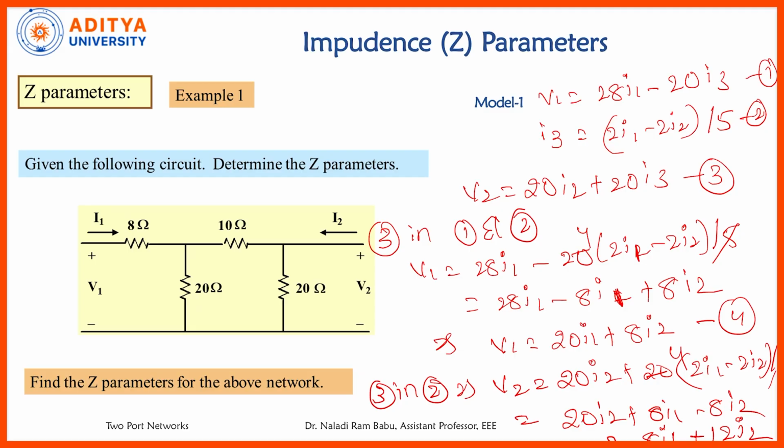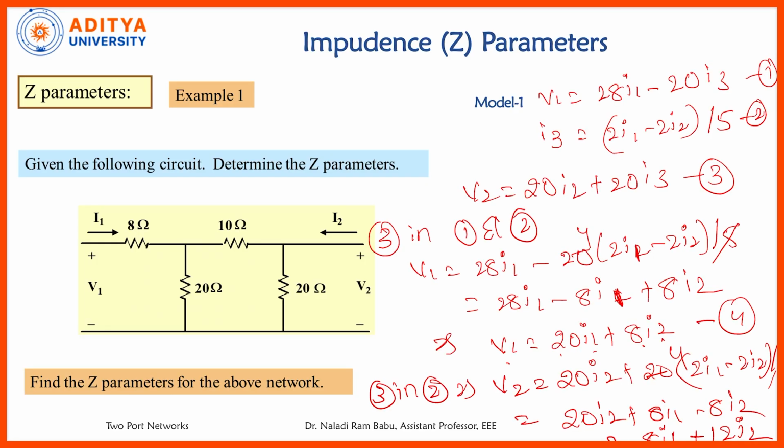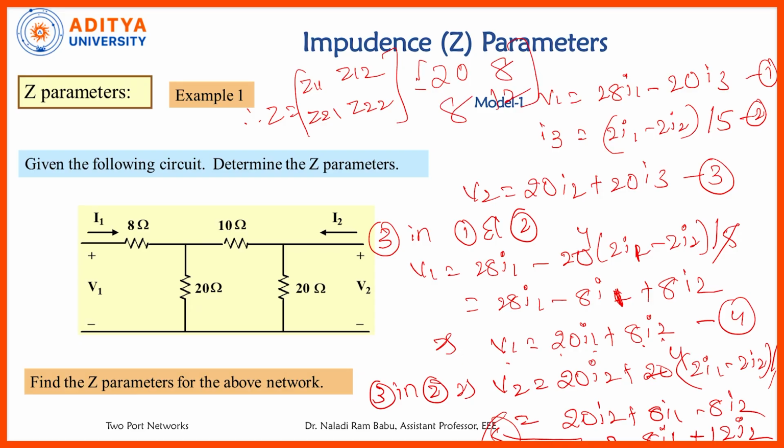Therefore, if you observe this expression, V1 is equal to Z11 I1 plus Z12 I2 and V2 is equal to Z21 I1 plus Z22 I2. Therefore, impedance Z is equal to Z11, Z12, Z21, Z22. Okay. From equation 4 and equation 5, it is 20 and 8 and 12. Like this, we can solve it in model 1.